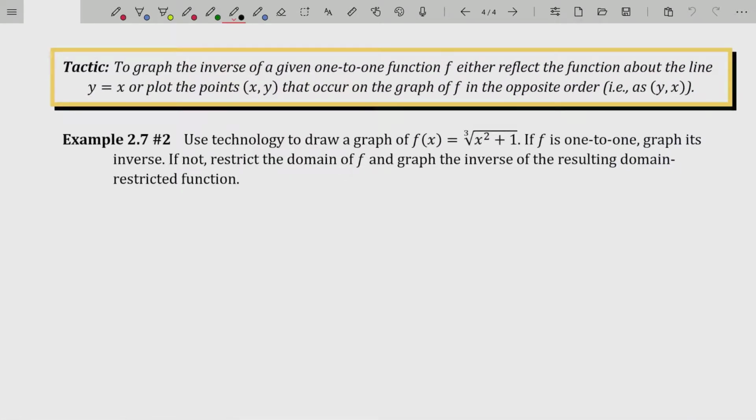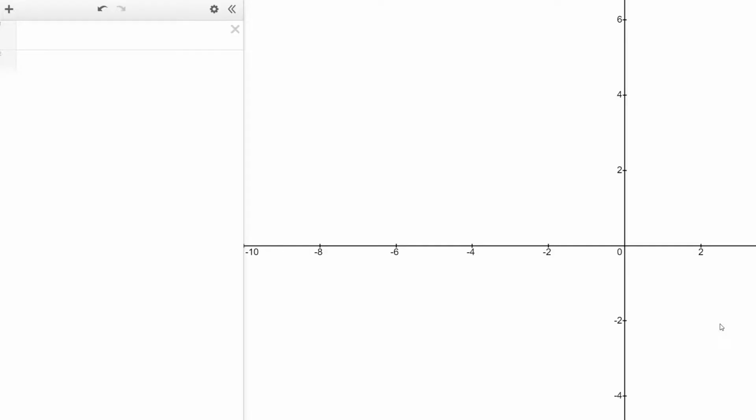Use technology to draw the following function, or give a graph of the following function. If it is one-to-one, then graph its inverse. If it's not one-to-one, build a domain restriction and then graph the inverse of the resulting domain restricted function.